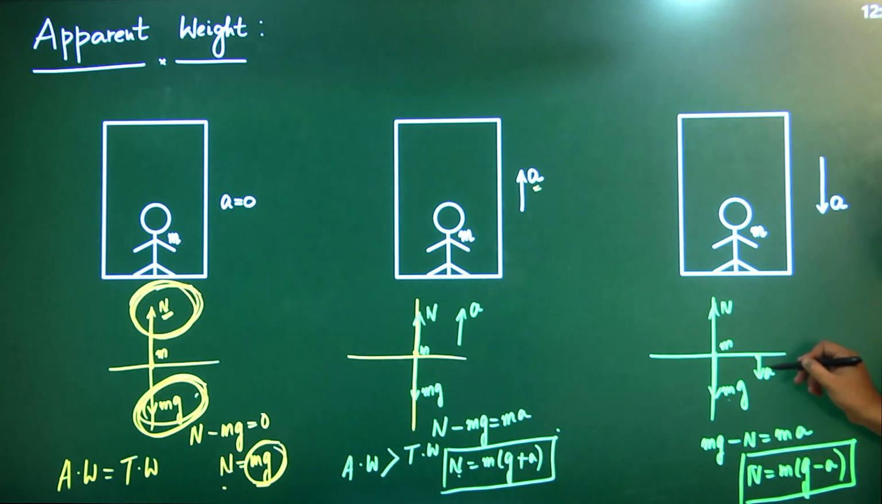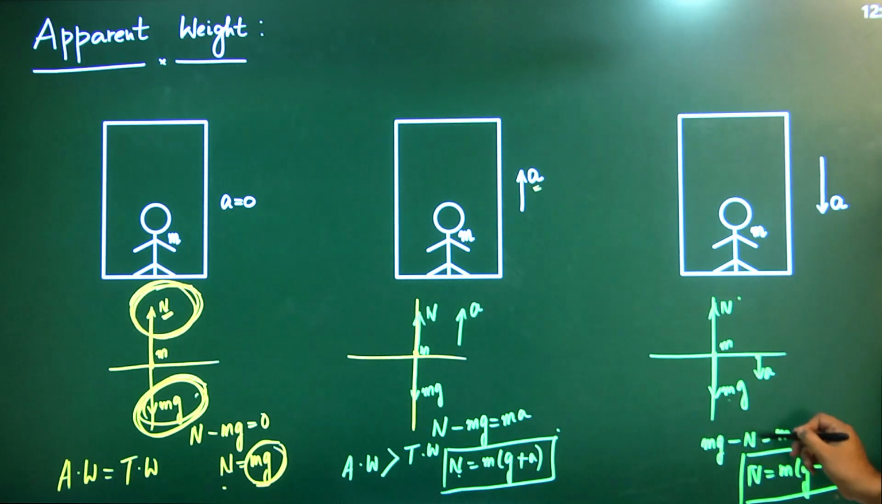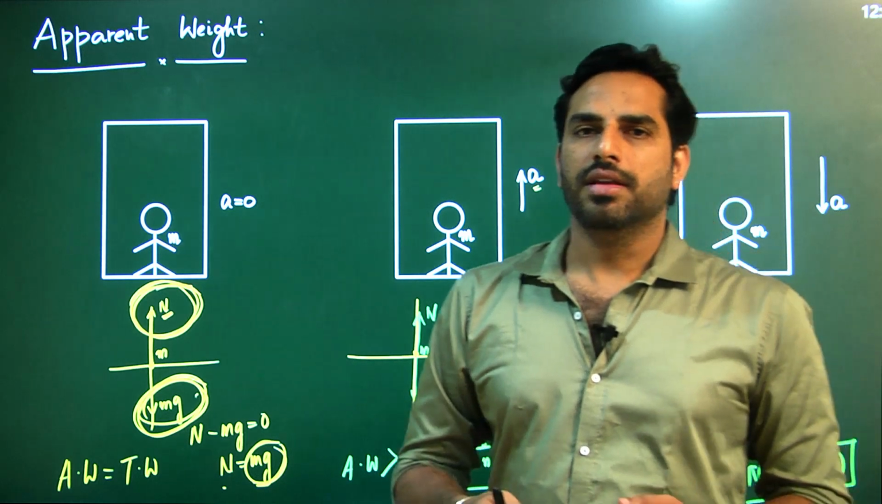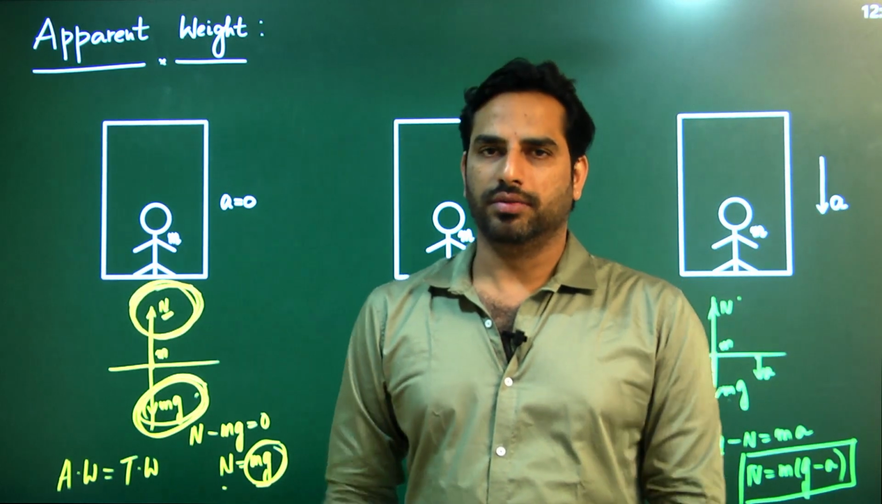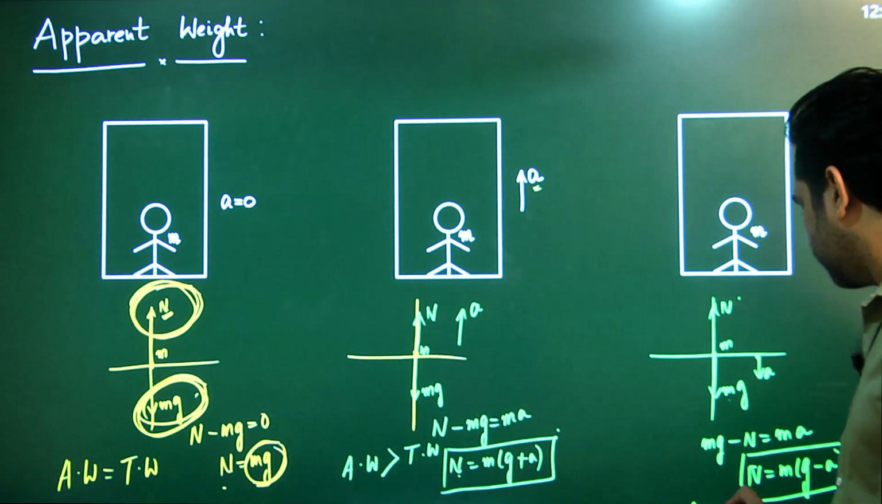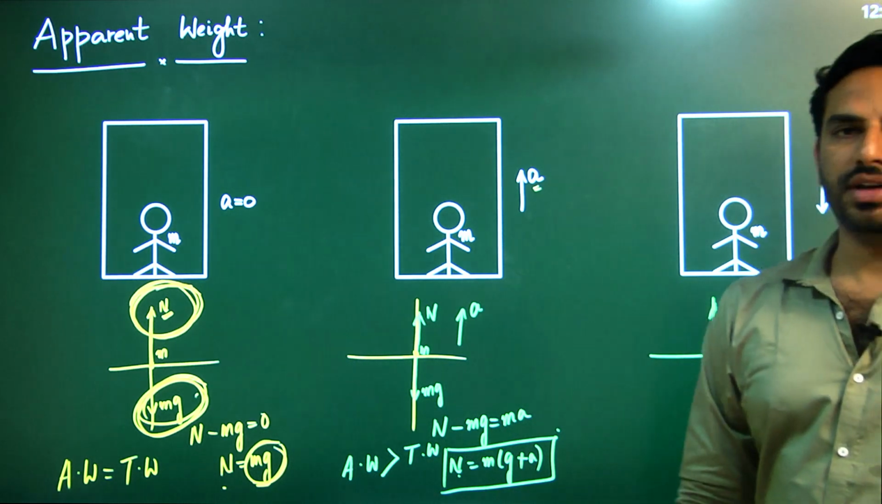So the direction of acceleration, if you take positive, mg is more than N. So the net force is mg minus N. That is the resultant force acting on m, which is equal to mass into acceleration. And the value of N is now m into (g minus a). Apparently, the reading of the weighing machine will be lesser than the reading that you could see when you are standing on the ground. So I can say that apparent weight is less than true weight in this particular case.